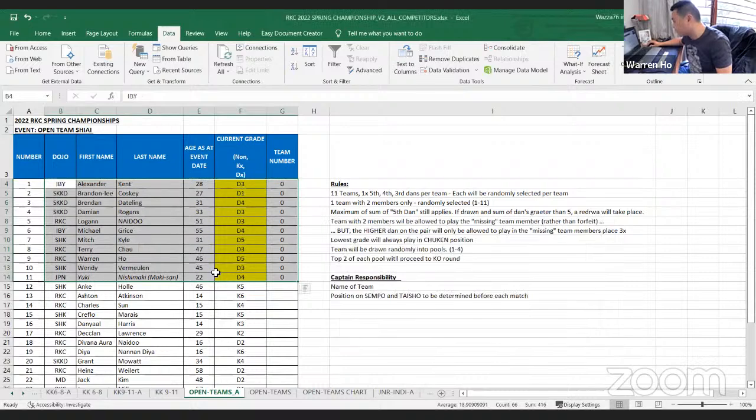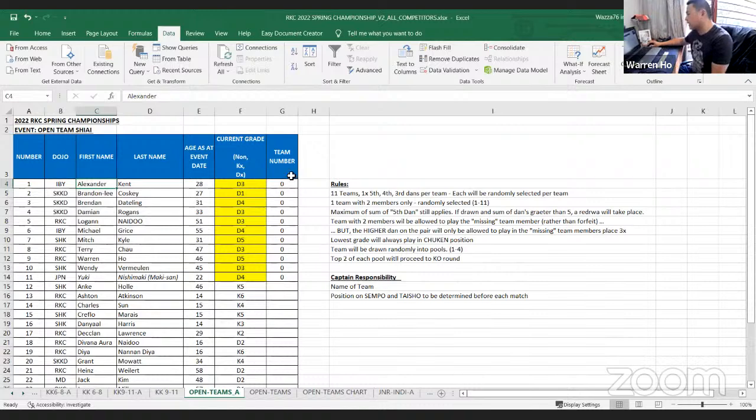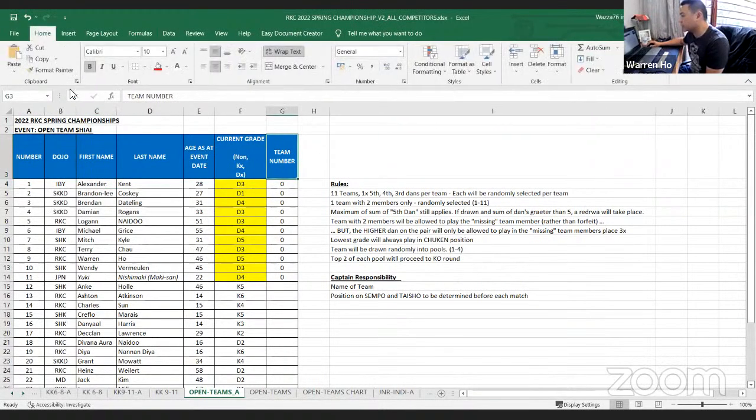Okay, alphabetically. I'm going to write down these guys' team numbers and what team number they will be allocated, 1 to 11, essentially. And so once the teams have been allocated, let's just read the rest of the rules here.